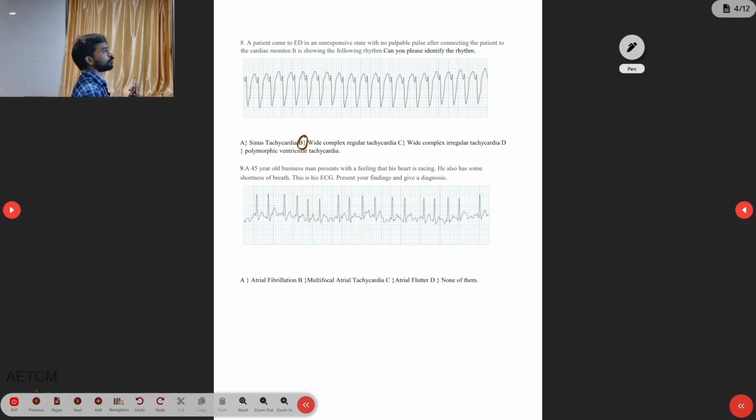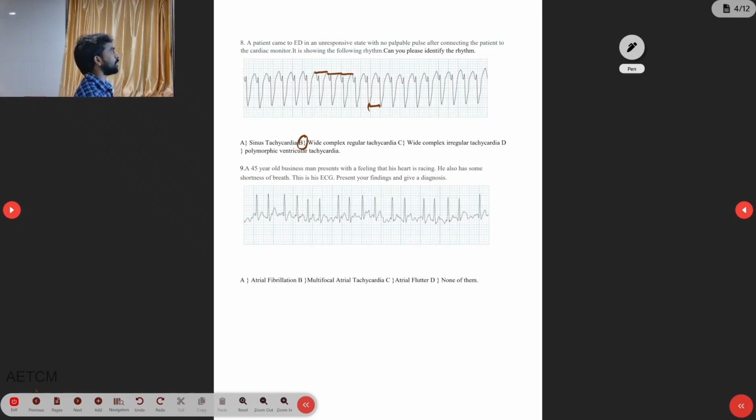We'll also call it monomorphic ventricular tachycardia, and this is a wide complex regular tachycardia. So why are we telling it as wide? Because if you count the distance, it will be greater than 3 small squares. So that's why it is wide complex. And regular, because if you see the RR interval, it is coming in a regular manner.